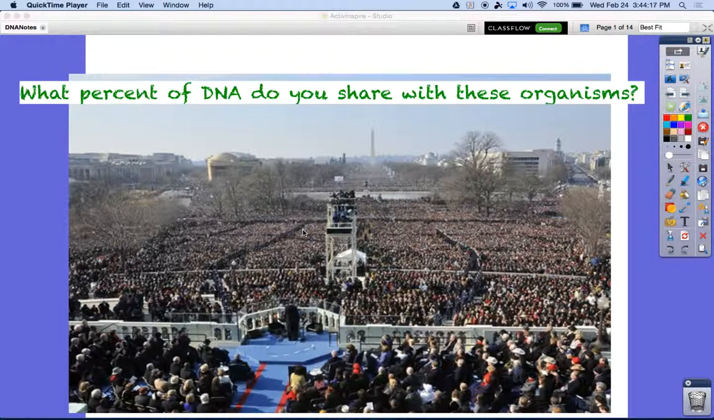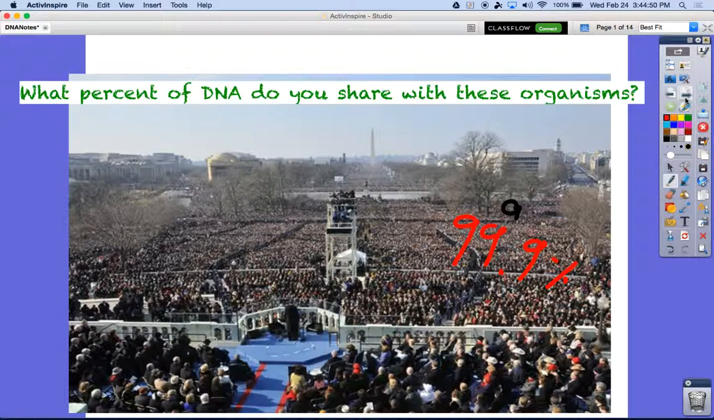Okay, so one of the first things that we want to look at when we're talking about DNA is just something to spark some interest. I asked the question, what percent of DNA do you think you share with these organisms? The organisms that we're looking at here are other human beings. The percent that you share with other human beings is actually 99.9%. So with anybody else, the person sitting next to you, it's 99.9% of the DNA you share between the two of you.